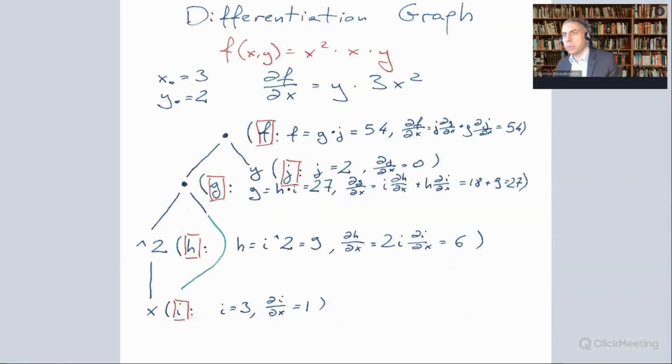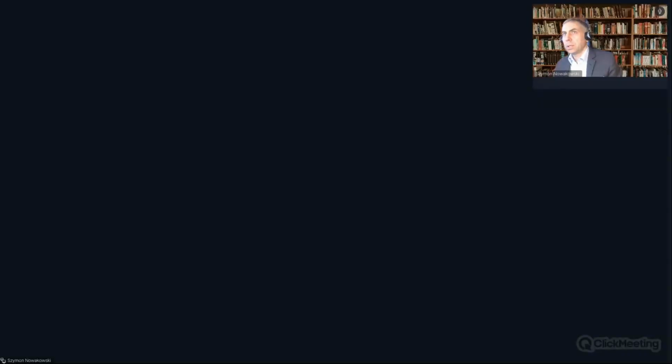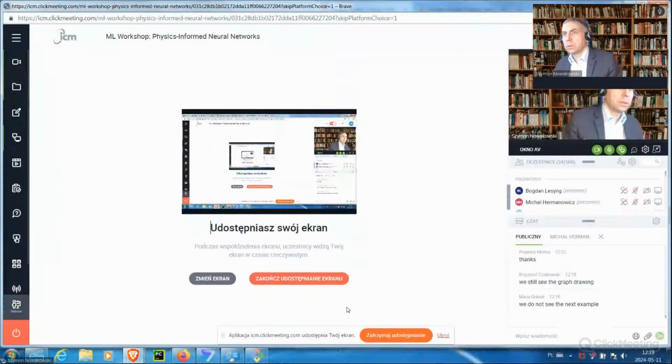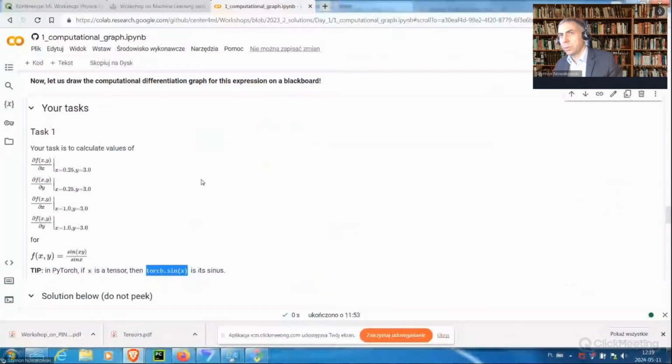Probably I was not showing you my screen, so maybe I will now correct this mistake. Okay, I can now go to this, but this is the task. It was also in the materials, so probably you saw it, but so that everybody can see the same screen. Here is the task.